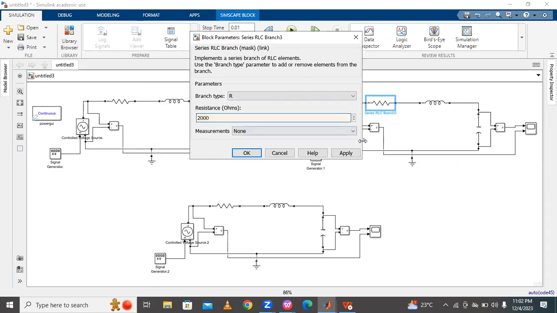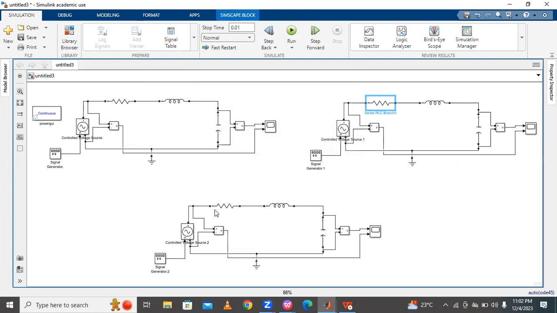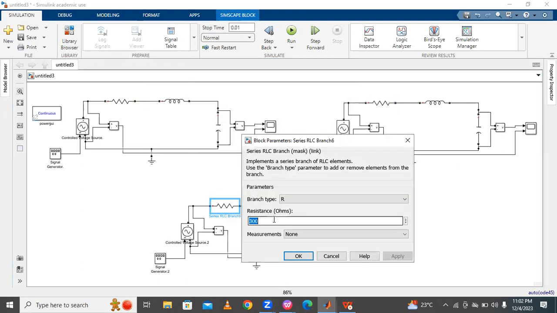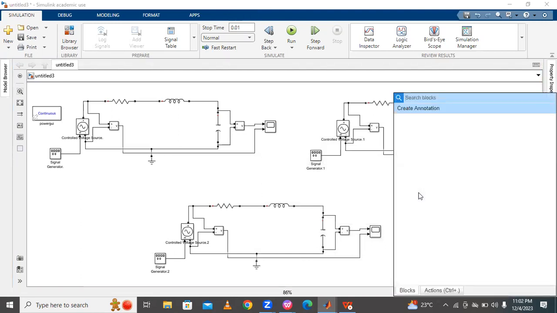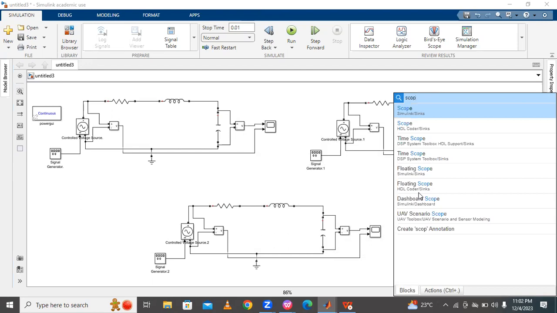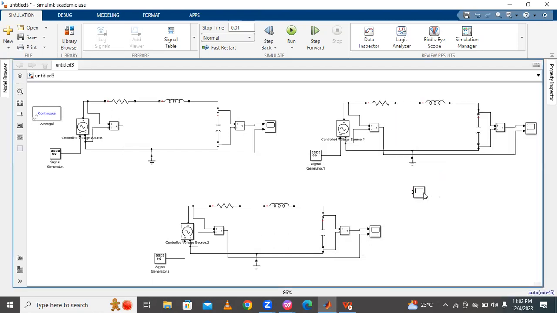2000 is called critical damper system, and the resistance greater than 2000 is called over damper system. Let's take 6000 or 4000, whatever. Okay, and take one scope here, and change input port. So this is called under damper system, critical damper system, over damper system.